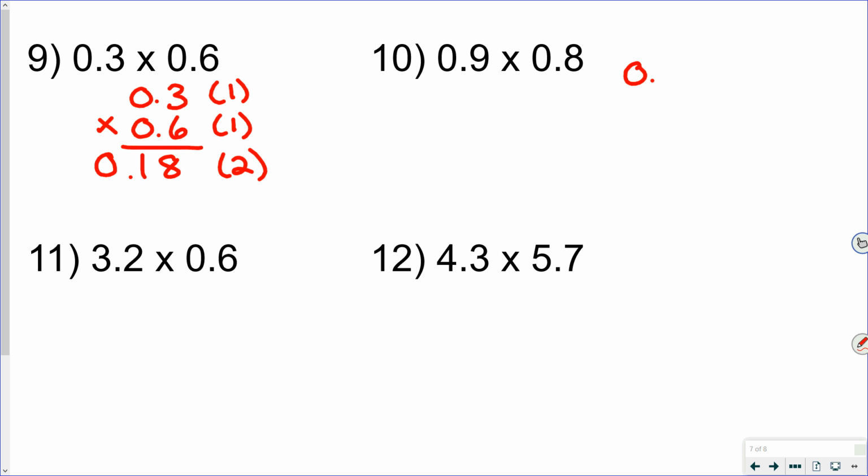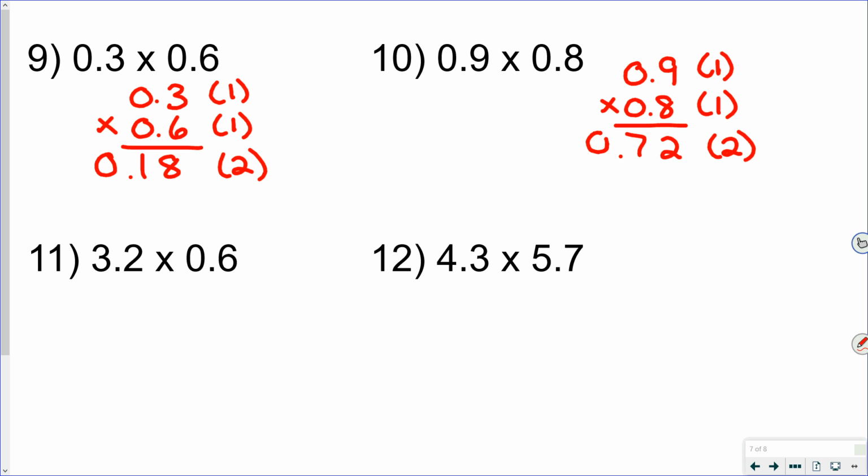9 tenths times 8 tenths. 9 times 8 is 72. 9 tenths has 1 digit after the decimal point. 8 tenths has 1 digit. So we need a total of 2. So 72 hundredths. And again, you can put that 0 in if you want, or you can leave it off. Either way is fine.